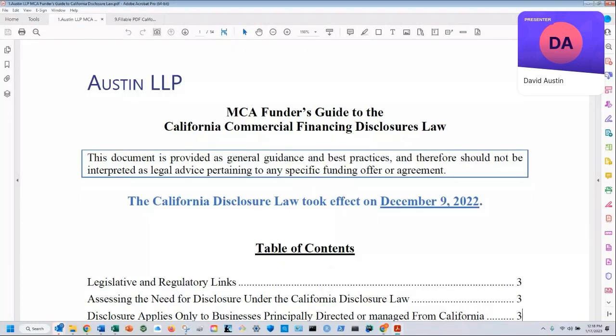Together, the calculator and the fillable PDF allow a funder to generate a statute and regulation compliant disclosure in a matter of minutes.